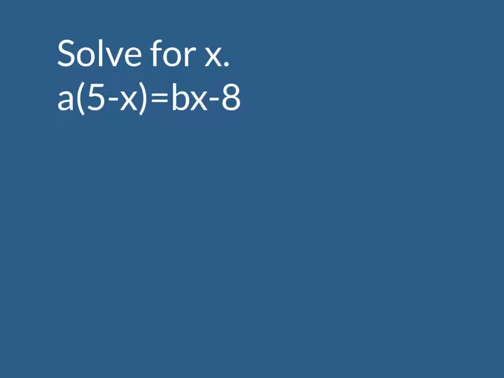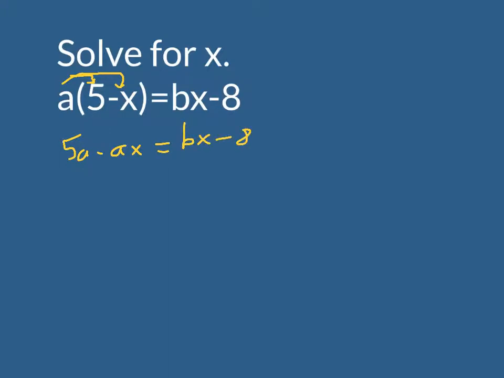Okay, first step, students, is to use the distributive property. So I'm going to multiply a times 5 to get 5a, and I'm going to multiply a times x to get ax. And that's equal to bx minus 8.